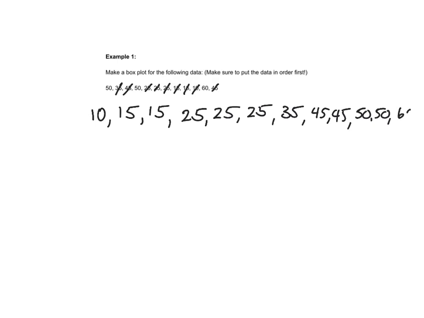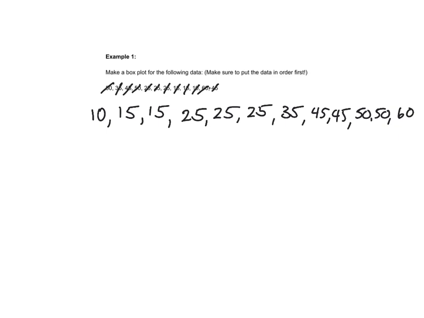and a 60. If you're doing this from a computer screen and you can't cross things out, an easy way to check and make sure that you got all the numbers is to count the original number of data points and then count how many you wrote out and see if it matches. And if it doesn't, then obviously you missed something somewhere.